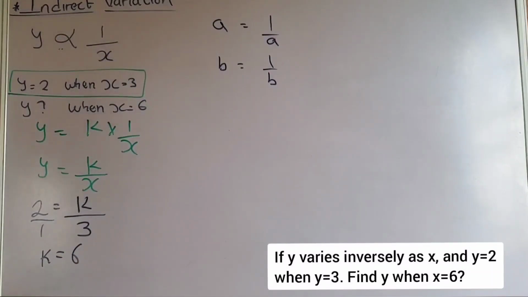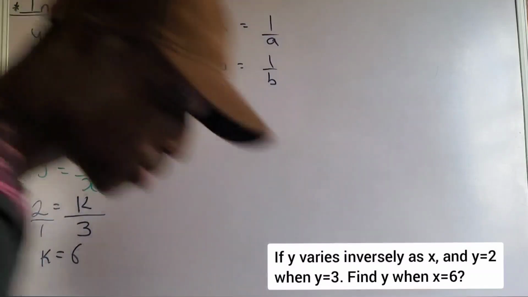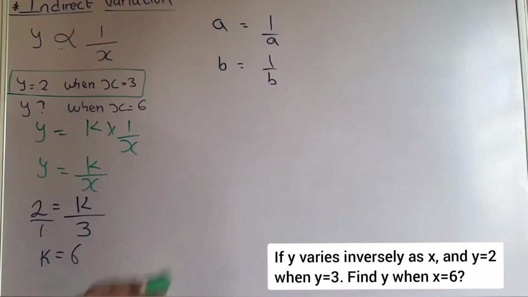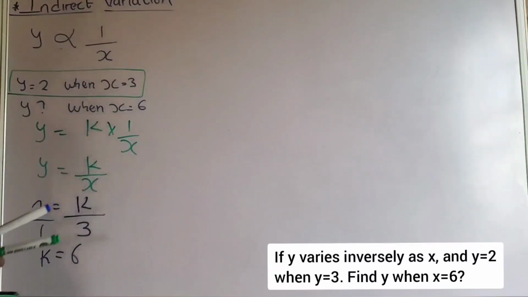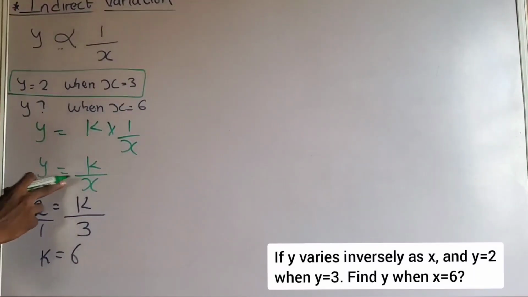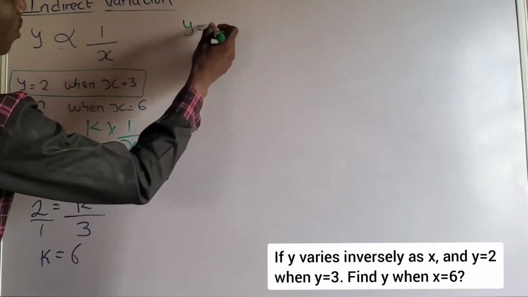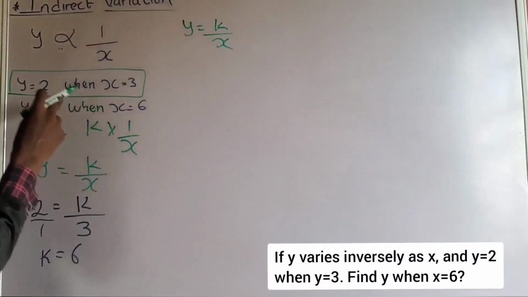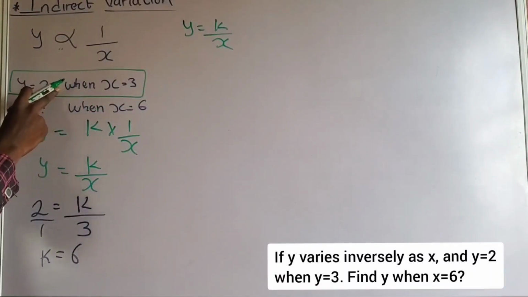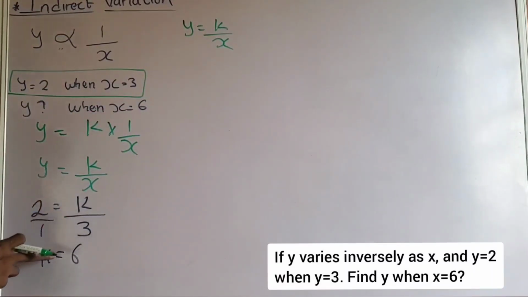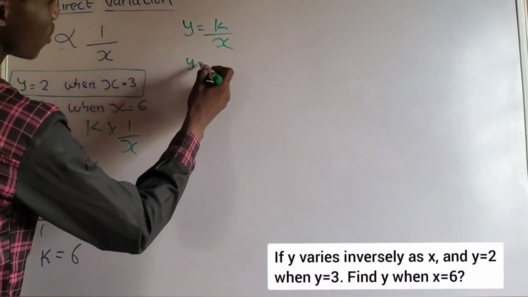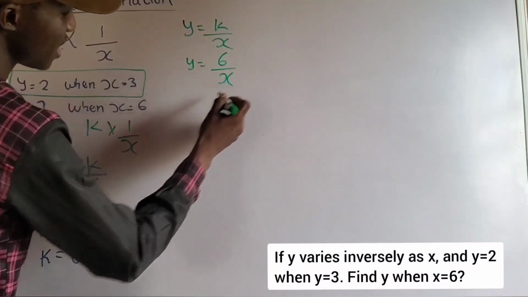Now, having gotten the value of k as 6, we can proceed to get the value of y when x is equal to 6. So how do we solve for the value of y when x equals 6? It's simple. Listen very carefully. You know that y equals k over x. And from what we are given here, we have already gotten the value of k as 6. So I'm going to have y equals 6 over x. Is that not it?